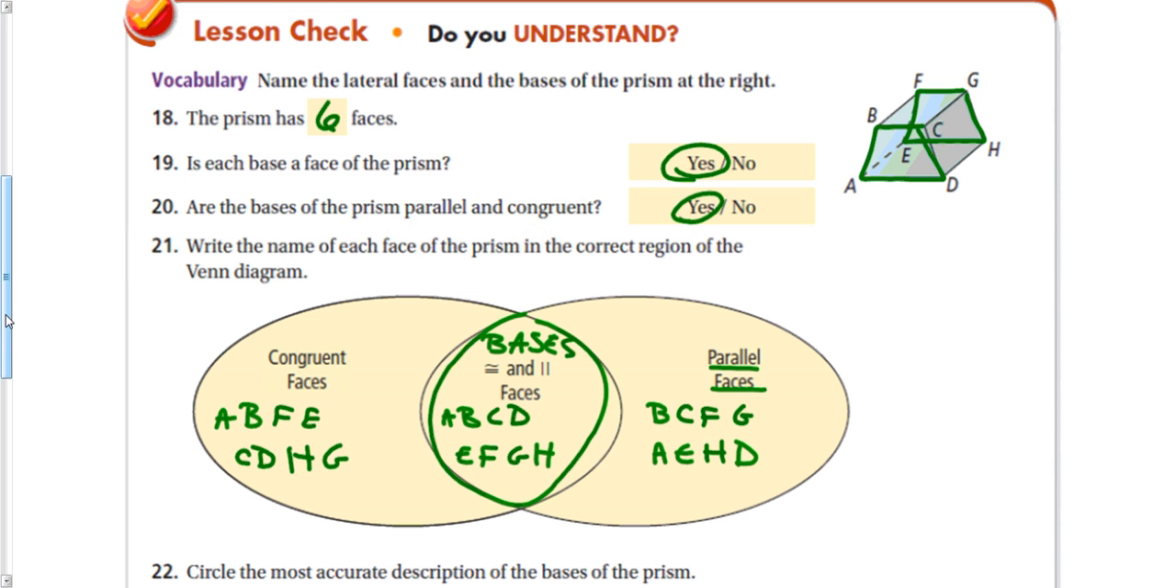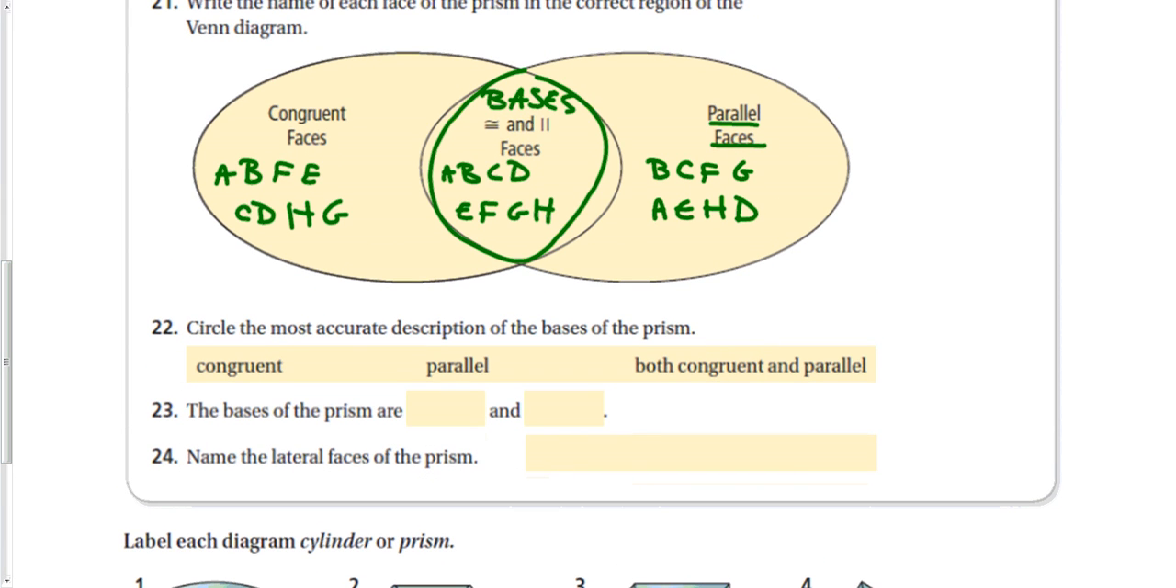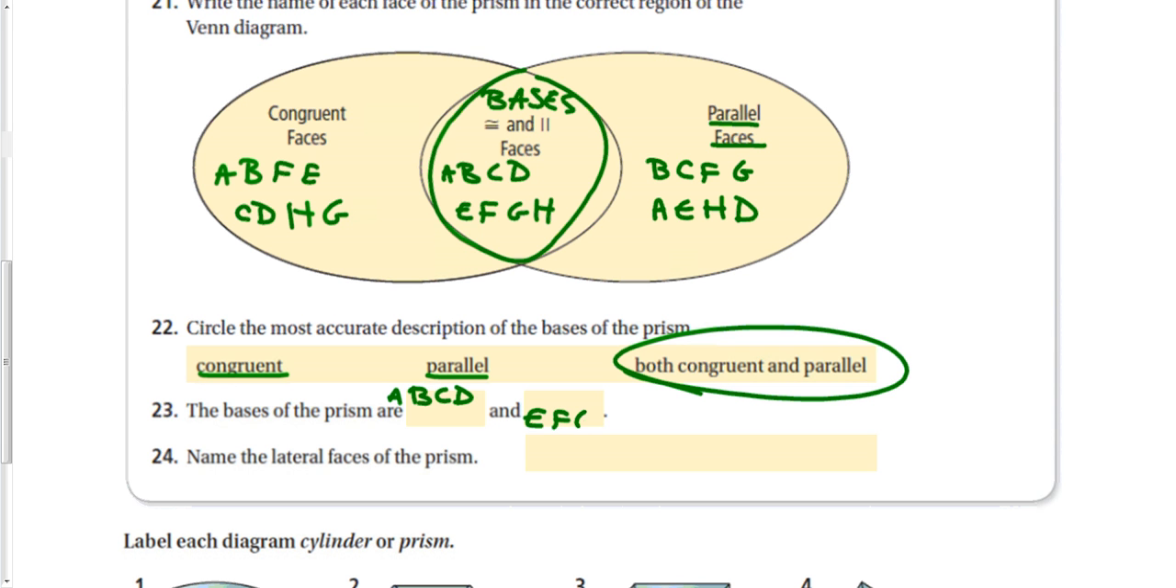Number 22. Circle the most accurate description of the bases of the prism. Well, they're congruent, they are parallel, so the best description would be they're both parallel and congruent. The bases of the prism are, and I have them right above, A, B, C, D, and E, F, G, H. Number 24, name the lateral faces. So that's going to be the other ones. I have A, B, F, E. I have C, D, H, G. I have B, C, F, G. And finally A, E, H, D.